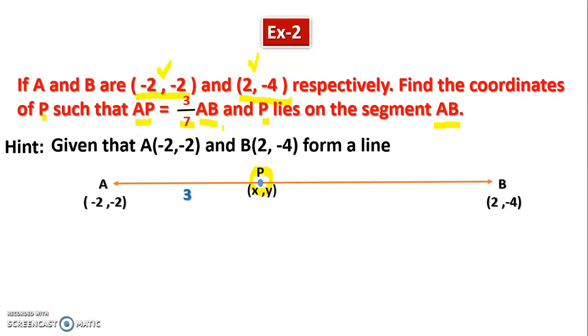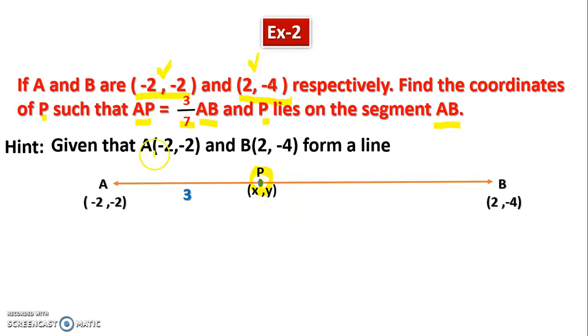So look here once. This is a point P, and AP by AB. AB is the total line and AP is a part of the line. And P lies on the segment AB. So this is the problem. Points A and B are given. P is a point on the line, and the AP length and AB length are given. Then we need to find the ratio, and after that we need to find the coordinates of P.